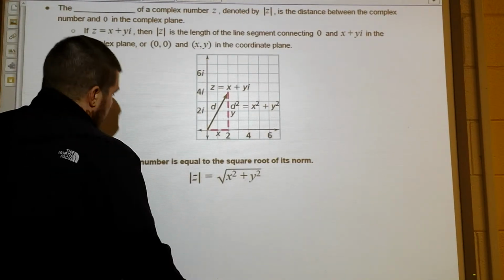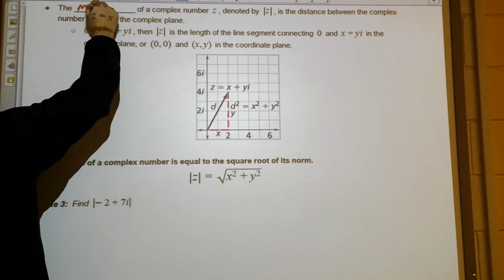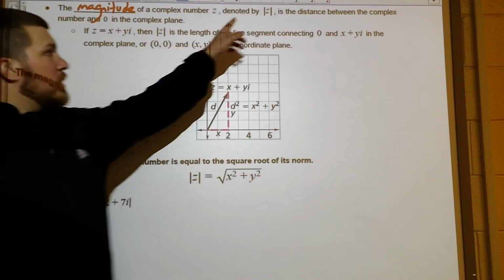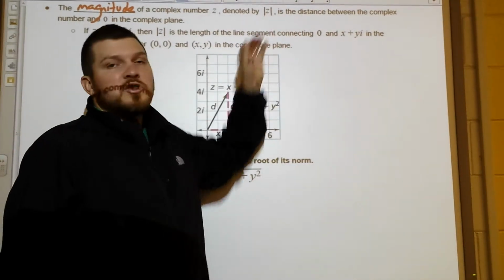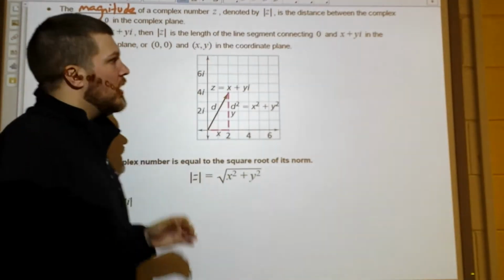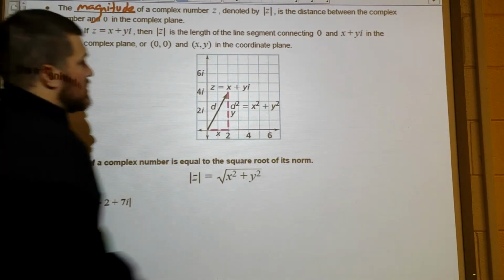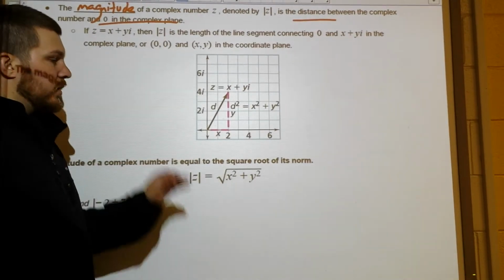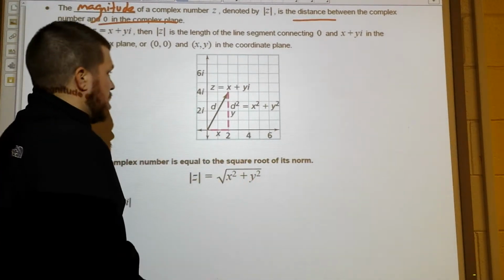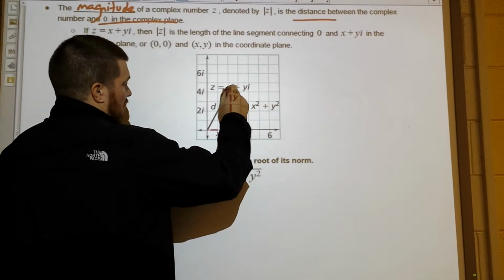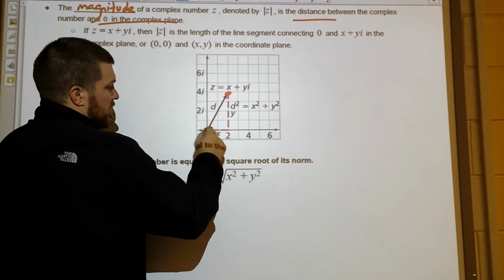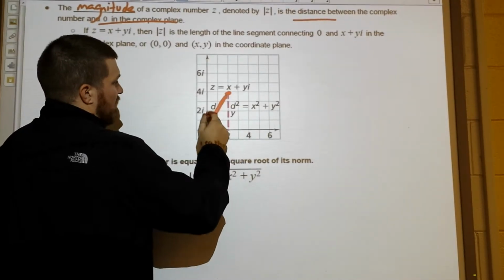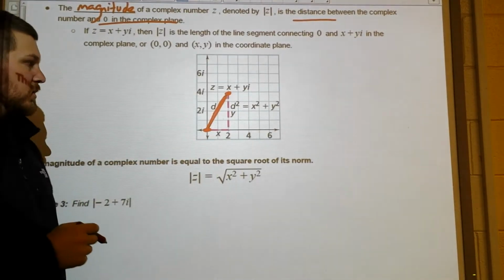The magnitude of a complex number is simply the absolute value of that complex number. What that means is the distance from 0 on the complex plane. For instance, in the picture, here I have a complex number, and here's my 0, 0. The absolute value is how far away from 0 this complex number lives.